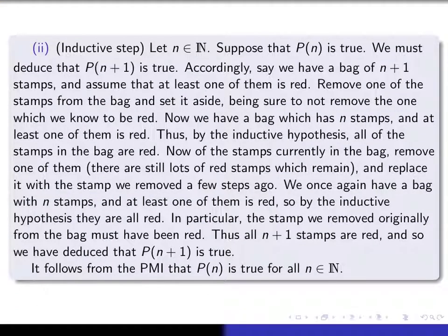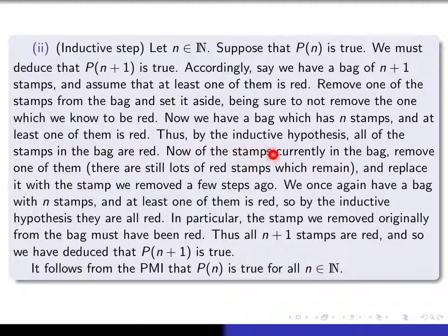Now we go over the inductive step. So give ourselves a natural number n, and we're assuming that P of n is true, and we're going to try to deduce that P of n plus 1 is true. So that means we give ourselves a bag having n plus 1 stamps, and assume that at least one of them is red. Now what you do is you remove one of the stamps from the bag, set it aside, and make sure that you're not going to remove the one which we know to be red. Now we have a bag, it's got n stamps, at least one of them is red, so by the inductive hypothesis we know that all of the stamps in the bag are red.